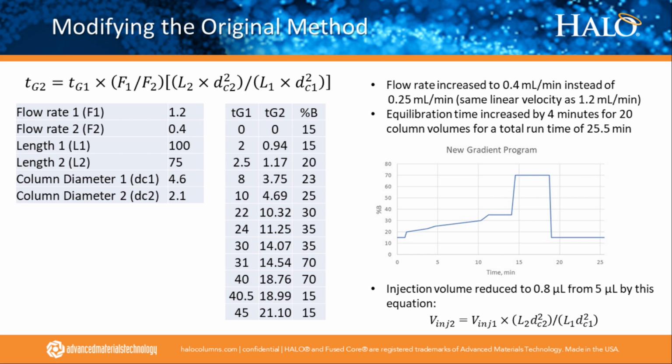We also increased the equilibration time by 4 minutes for 20 column volumes, and that gave us a total runtime of 25.5 minutes. I've plotted the gradient program here. You can see that it's a really complex segmented gradient. The good part about it is that we really don't have any critical pairs in terms of those 4 system suitability peaks that I showed on the previous slide. We also reduced the injection volume to 0.8 microliters from 5 microliters using this equation here that I had shown previously.